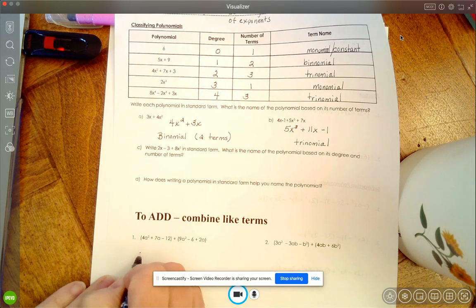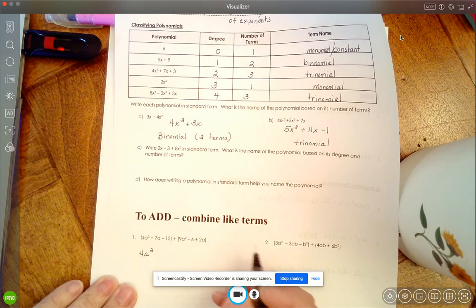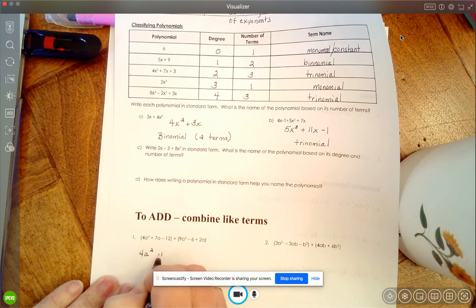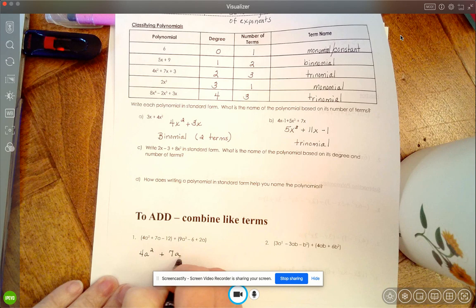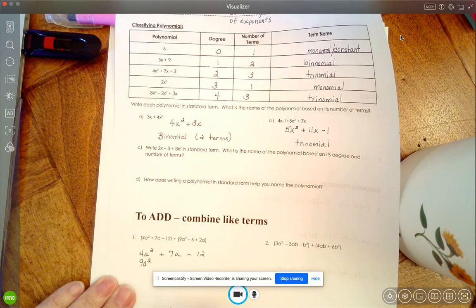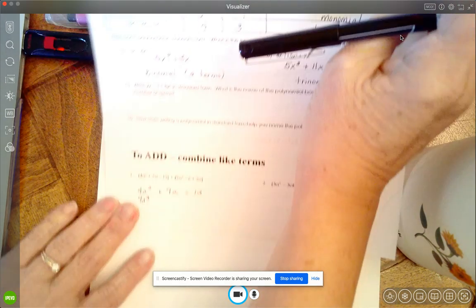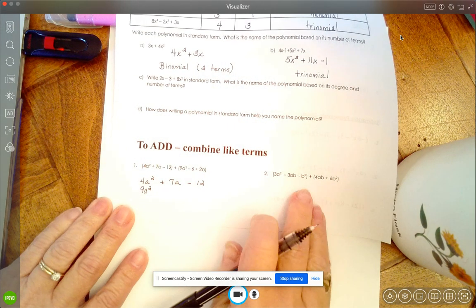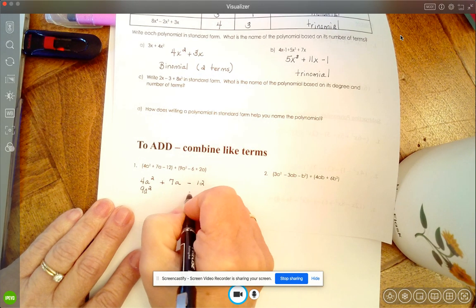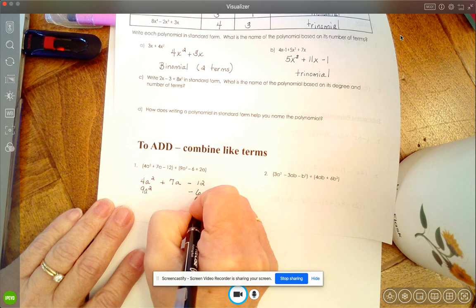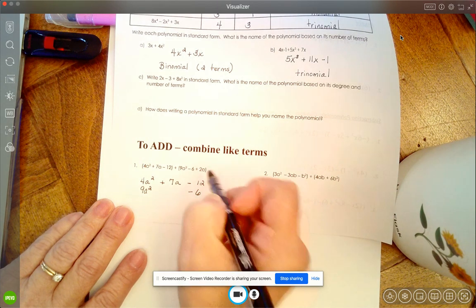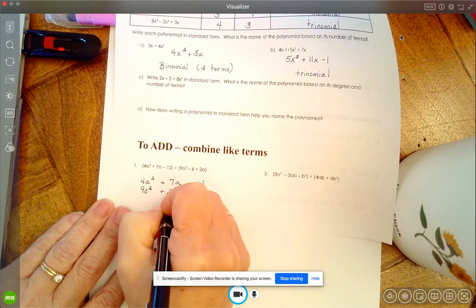So down here, I have a 4a squared, 7a, and a negative 12. I'm adding to that a 9a squared. I'm going to kind of put them right underneath it so I can just add them together. Let me move this so you can see this. The negative 6, I'm going to put that over here under my constants and a positive 2a.